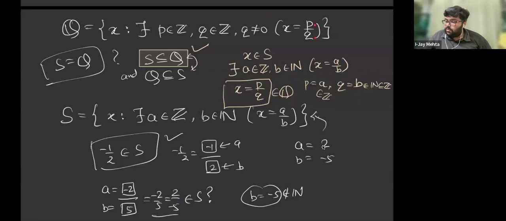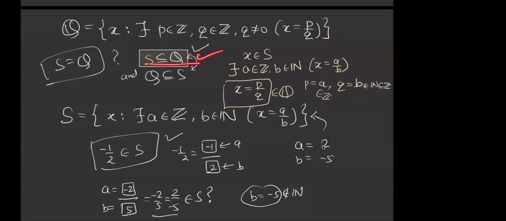So I can write it in the P upon Q form. P is an integer, Q is an integer. P is A, Q is B. And Q is not equal to 0 here. Done. Okay, is it clear? Yes. So S is a subset of Q.